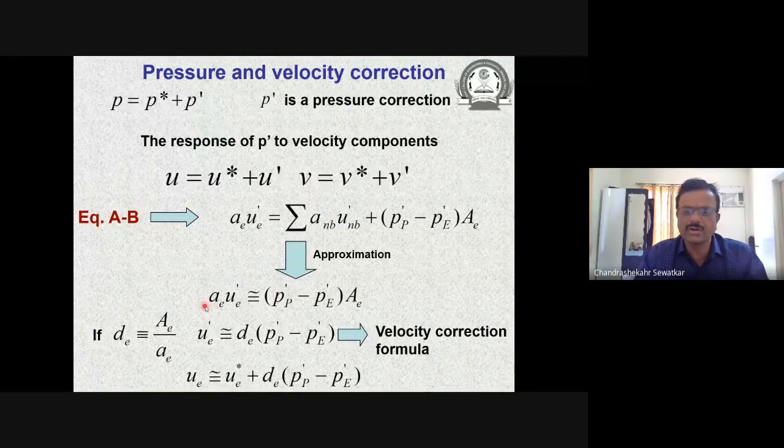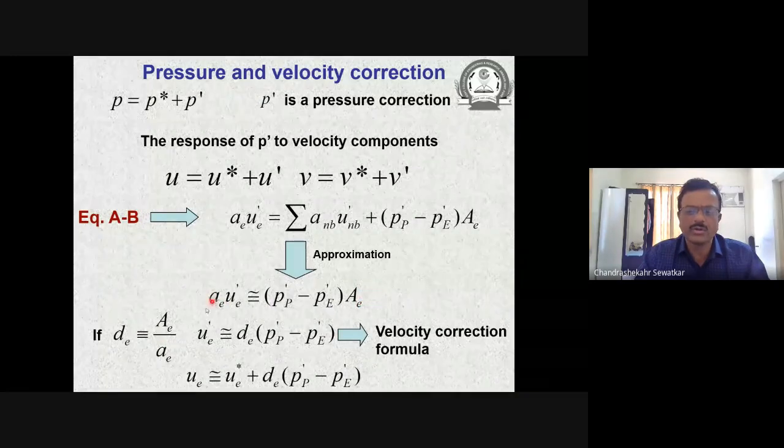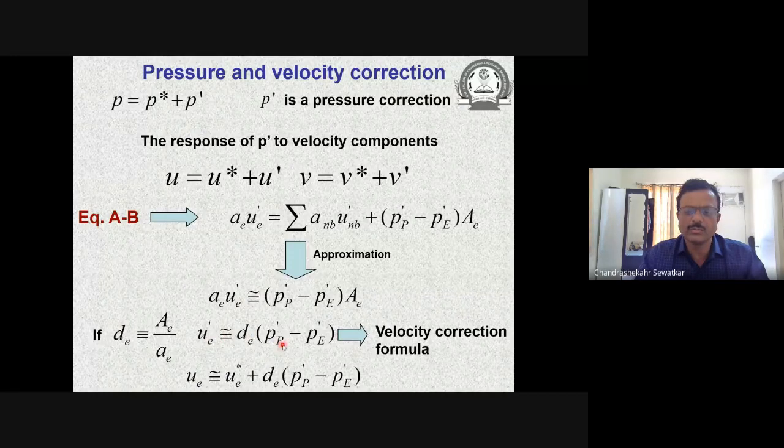So what does the approximation do? It gives me this expression, that is AE into UE prime is equal to PP prime minus PE prime into AE. Let us assume that capital AE upon small ae is D. So what I obtained by doing so, UE prime is approximately equal to DE into PP prime minus PE prime. This particular expression is called the velocity correction formula.